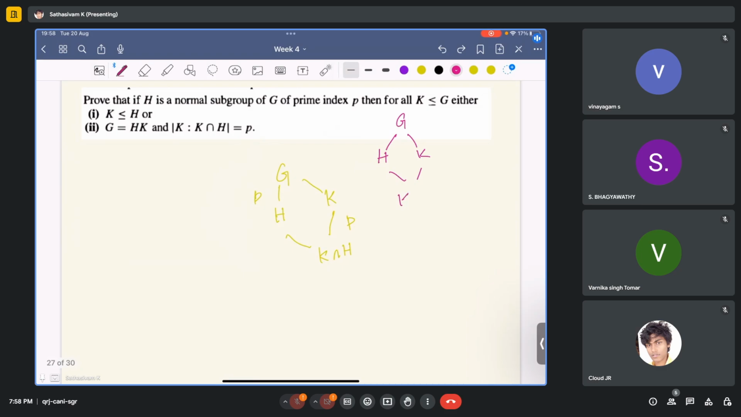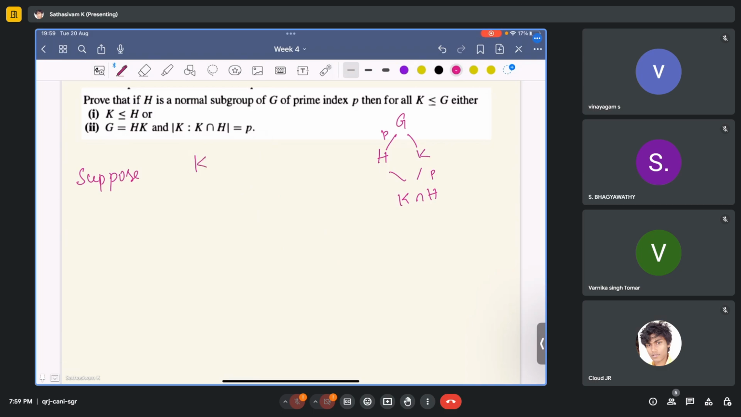Okay, so let's try to prove it. Whenever you have a statement like "either or," what we always do is assume one of them is wrong and try to prove the other one. I think in the first few classes we explained why the logic works like this, but right now we'll just do that. So let's suppose this is false.